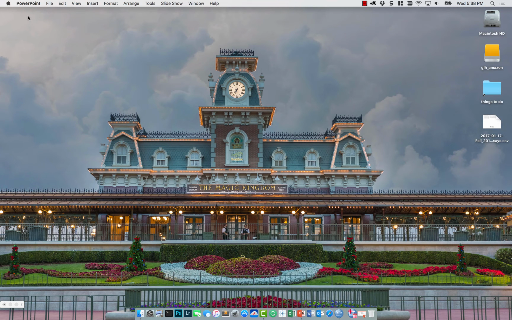I think typically, by the way, that's a picture from a friend of mine who ran the Disney Marathon 2 weeks ago. And so we spent a week in Disney, and that's a picture that I took of the Magic Kingdom. Magic indeed.